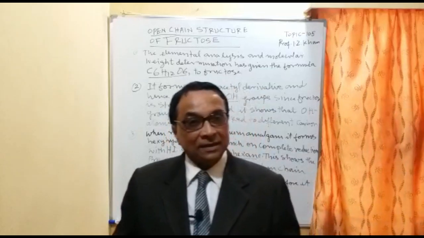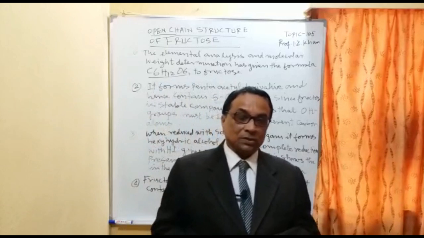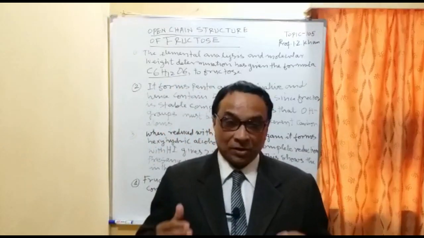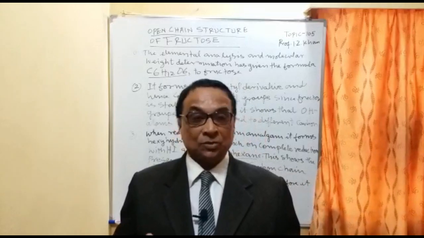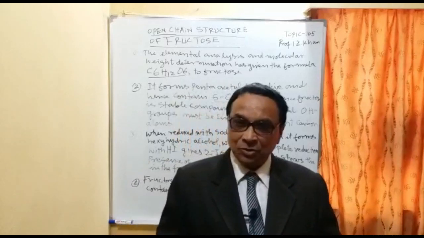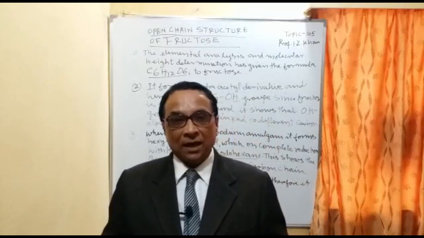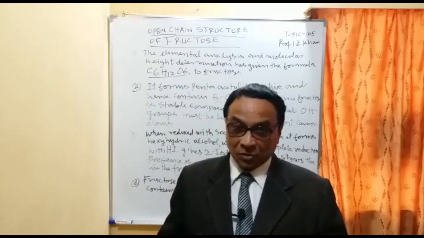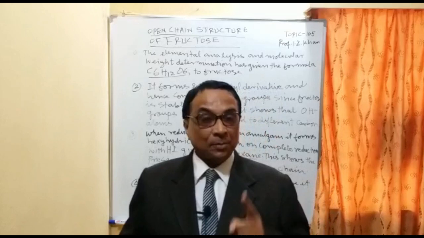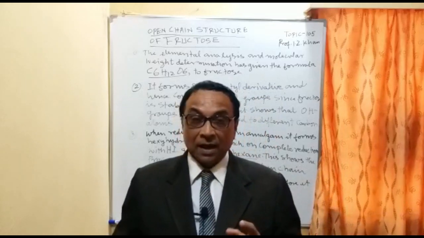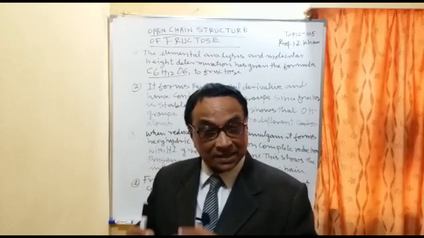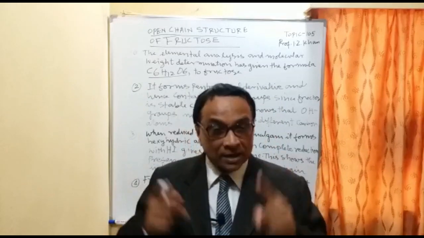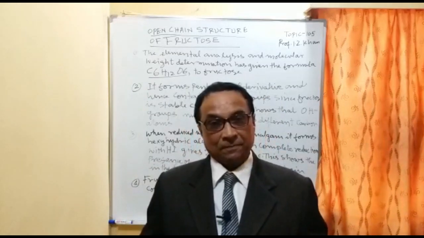And then the next reaction shows the formation of osazone, and fructose gives fructosazone. So the formation of osazone confirms that fructose contains a carbonyl group. And still it is not clear whether this carbonyl group is aldehyde or ketone. That I am going to confirm on the basis of oxidation.